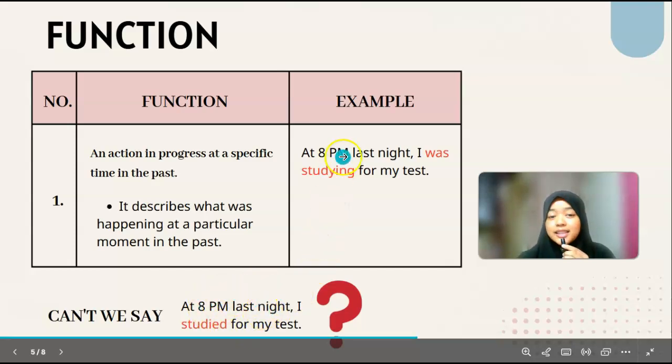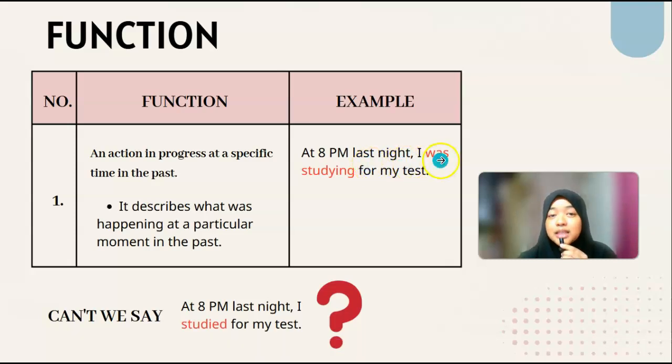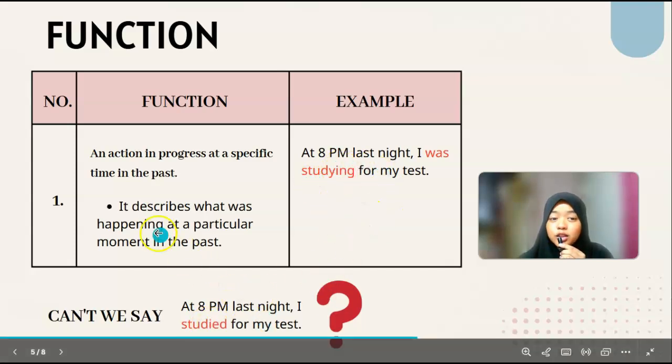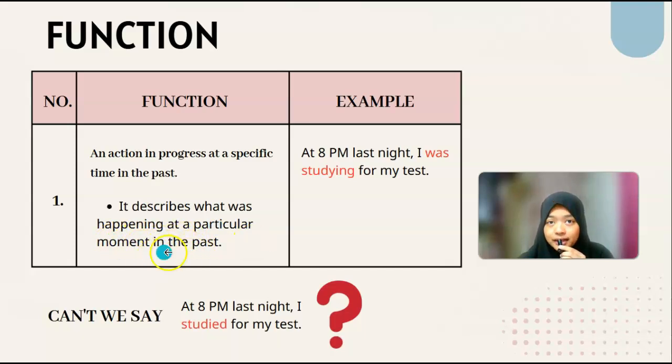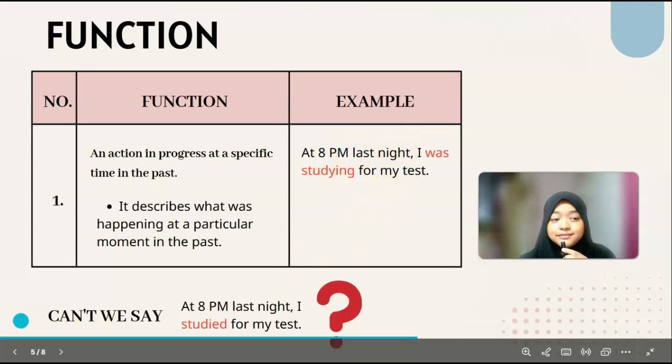At 8 p.m., for example. But this one, at 8 p.m. you were still in the middle of studying, and then suddenly you heard a loud bang. So that's the difference. So if you want to describe what was happening at a particular moment in the past, you have to use past continuous tense because it is more suitable.